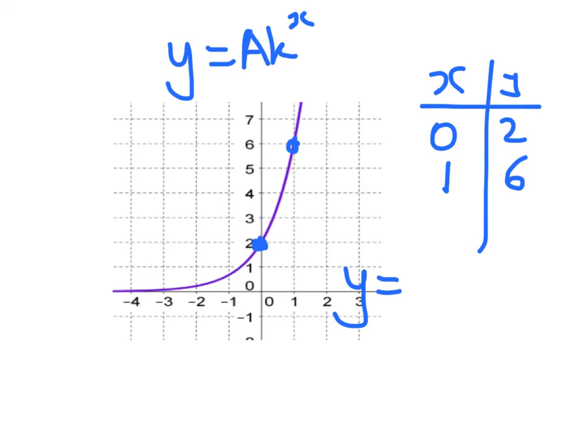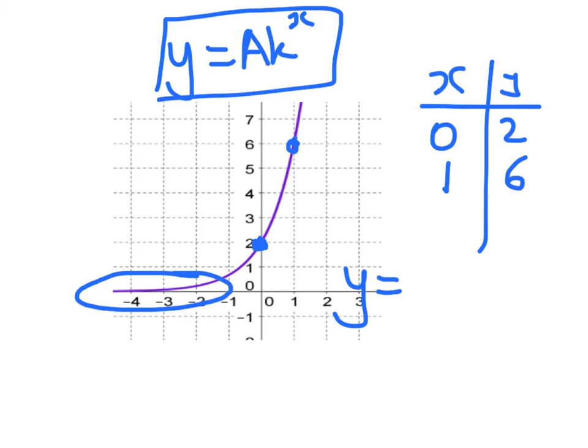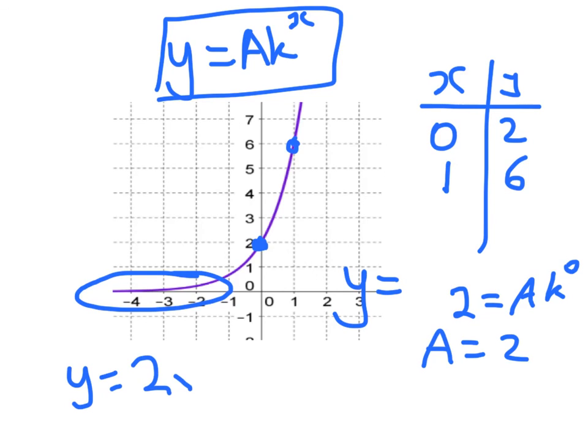So we're trying to solve this equation. Now I know this is the form of the equation because my asymptote's still at 0, so it hasn't been shifted up. So in this case, we're going to substitute in and we get 2 is equal to a times k to the power of 0, a equals 2. So the equation is y equals 2 times k to the power of x.